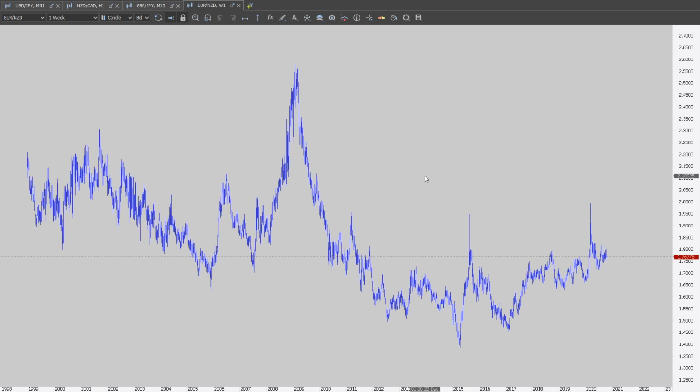Tell me, are we in a downtrend or are we in an uptrend? Everybody, Euro NZD weekly chart. Are we in a downtrend or are we in an uptrend?